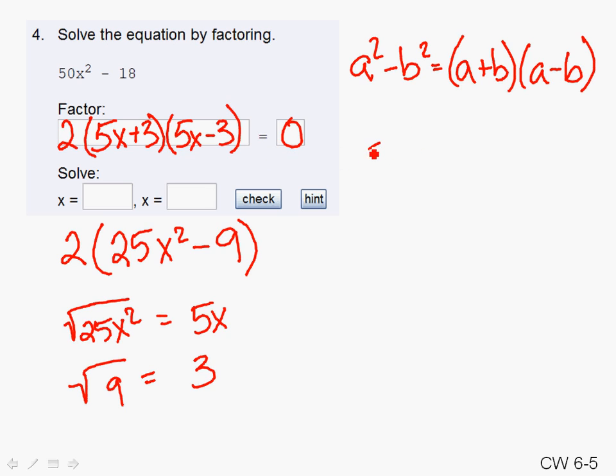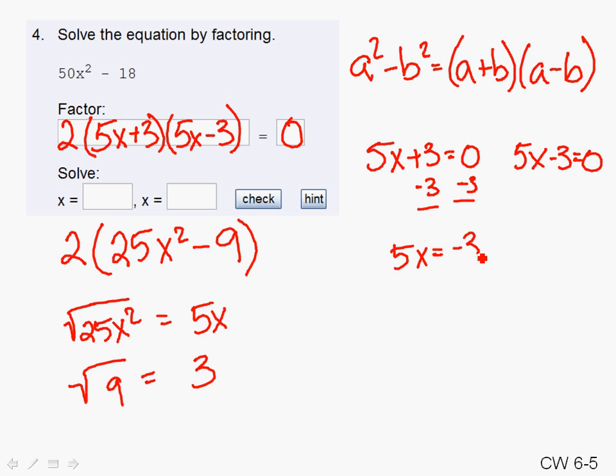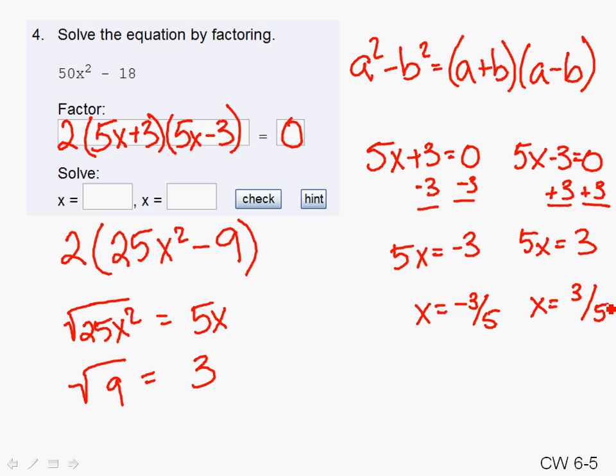When I solve those, 5x plus 3 equals 0. And 5x minus 3 equals 0. Subtract 3 from each side. And 5x equals a negative 3. So x equals negative 3/5. For this one, I add 3 to each side. So 5x equals a positive 3, which means that x equals positive 3/5. So my two solutions are negative 3/5 and positive 3/5.